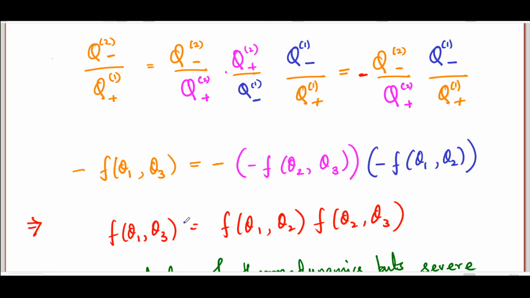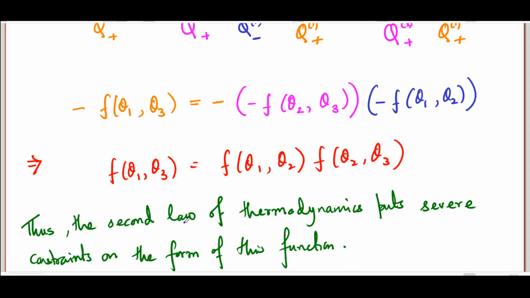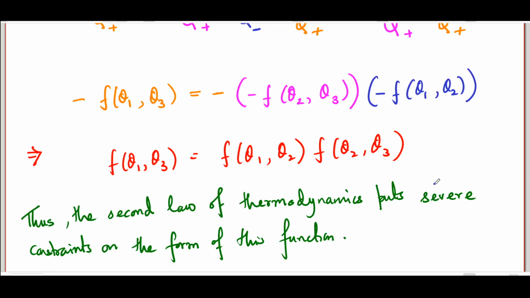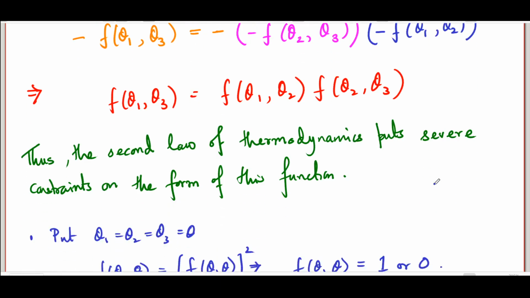Carnot's theorem tells us that this ratio has to be a function of the temperatures only. But Carnot's theorem, again used slightly creatively, tells us that this function has to obey this particular restriction. F of theta 1 comma theta 3 has to be the product of f of theta 1 comma theta 2 times f of theta 2 comma theta 3. So Carnot's theorems, and hence the second law of thermodynamics, put severe constraints on the form of the function f. And the form is very easy to figure out.